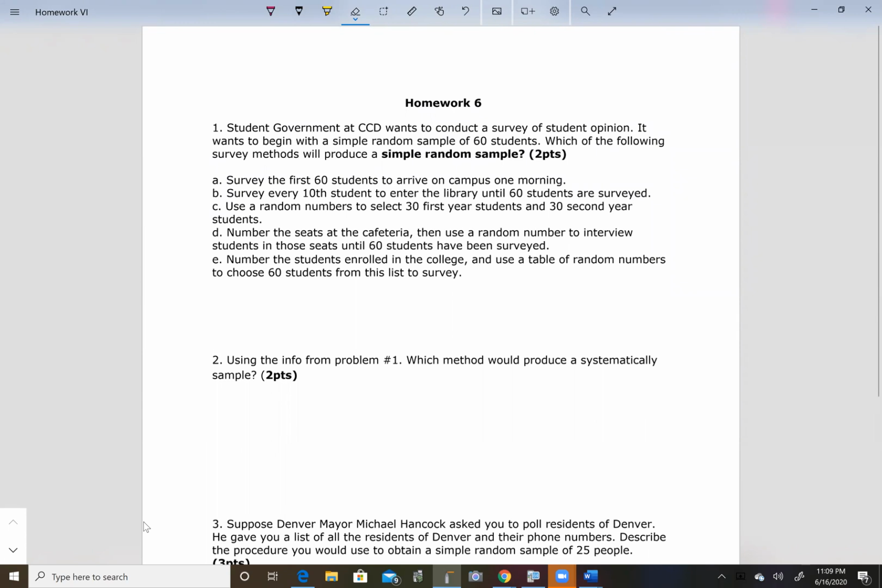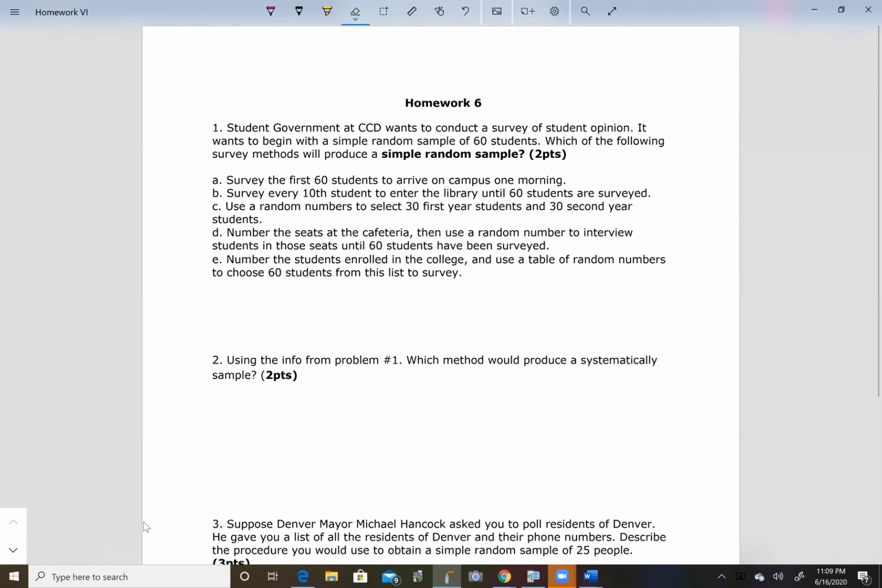Module 6. Student government at CCD wants to conduct a survey of student opinion. It wants to begin with a simple random sample of 60 students. Which of the following survey methods will produce a simple random sample? A says survey the first 60 students to arrive on campus one morning. Now, it's convenience. B, survey every 10th student to enter the library until 60 students are surveyed.